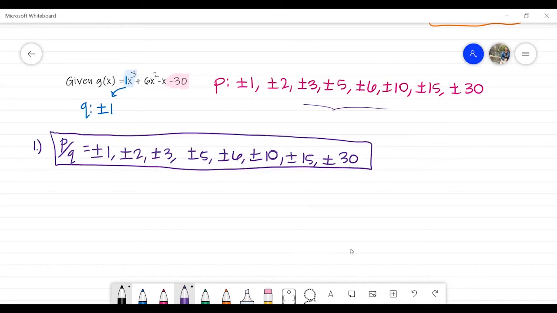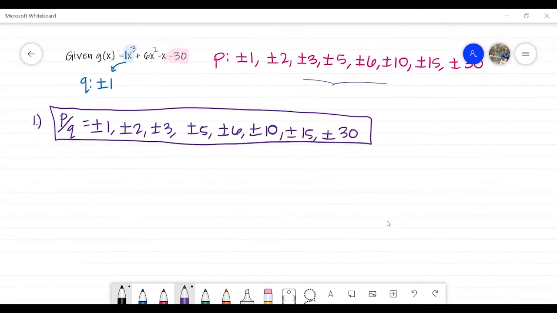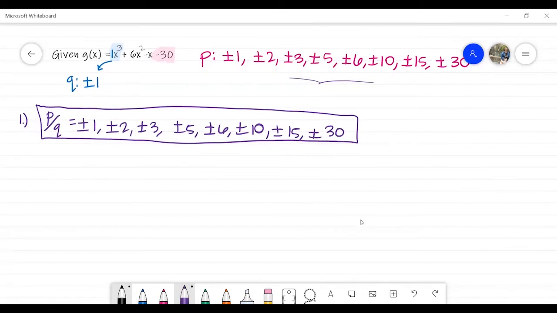Next up, we want to determine which of these are actual zeros, actual roots of this polynomial. So to do that, honestly, let's just rely on synthetic division. I'm going to just go down this list. You do not have to go in order. You're more than welcome to just pick and guess as you go. But again, this is the list we're working off of. So I'm going to just start with 1.